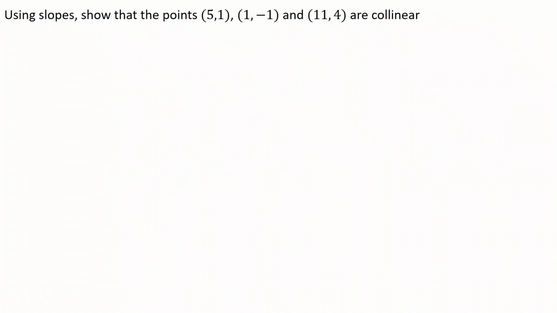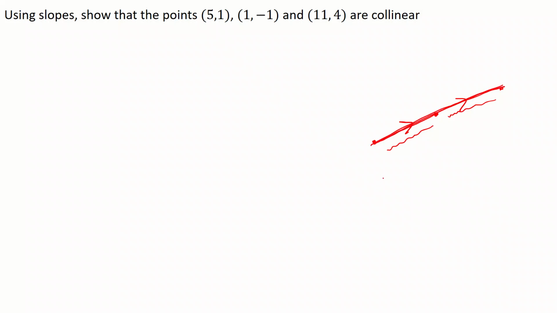Next, using slopes, show that these points are collinear. So I have to show that these 3 points are collinear but using slopes. If I want 3 points to be collinear, suppose these are the 3 points. You just find the slope of this part and the slope of this part. If these slopes turn out to be equal, then they have to be in a straight line, because in that case they will be parallel and they will have a common point. So all of these 3 points will lie on a single straight line.